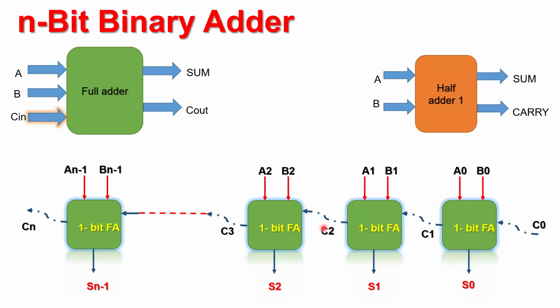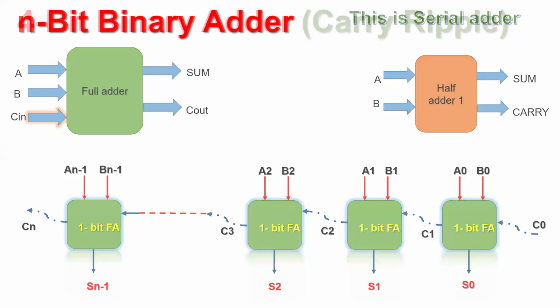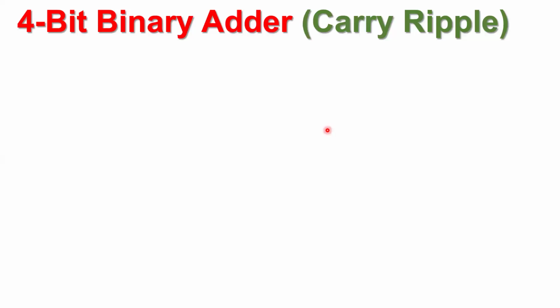It is also called an n-bit full adder, or an n-bit carry ripple adder, because the carry ripples through the stages of this full adder circuit. So this is the serial adder, as we've said before. Now with the n-bit adder, what about giving an example? Let's say we want to implement a 4-bit binary adder, which is also called a 4-bit carry ripple adder.